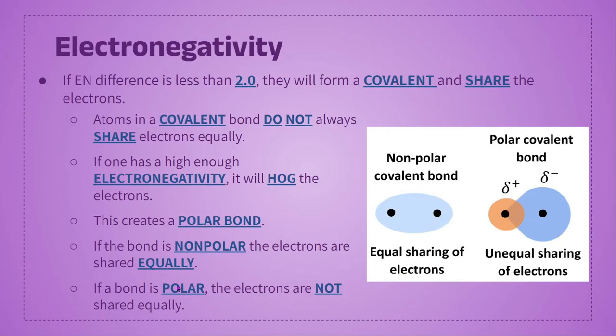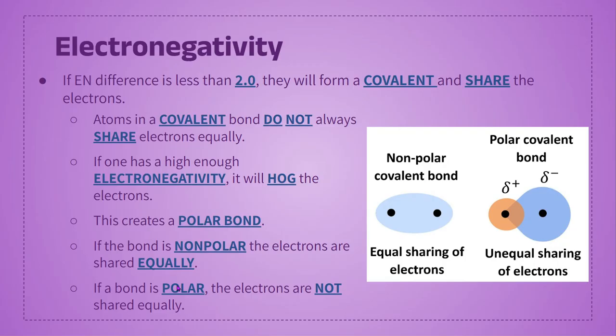If the electronegativity difference is less than 2, the atoms are going to form a covalent bond and share the electrons. Atoms in a covalent bond do not always share the electrons equally. If one atom has a higher electronegativity, and the difference is big enough, that atom is going to hog the electrons. In other words, the electrons are going to be attracted to the element with the higher electronegativity. What we call that is a polar bond.